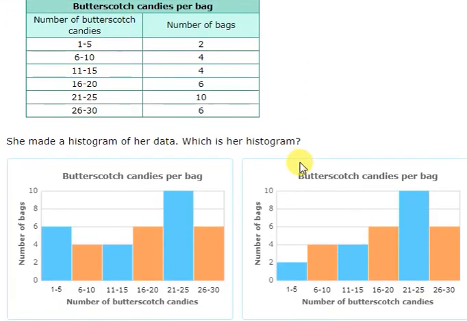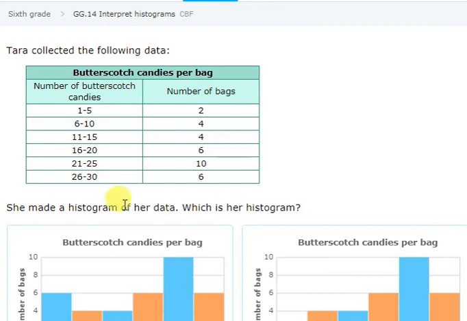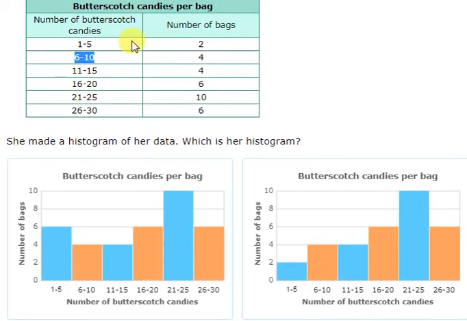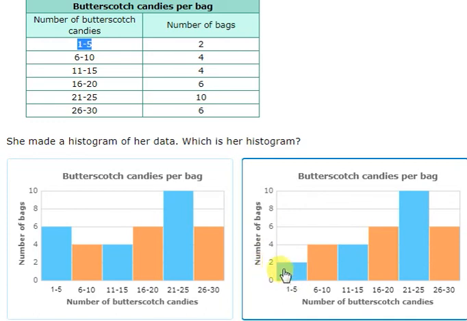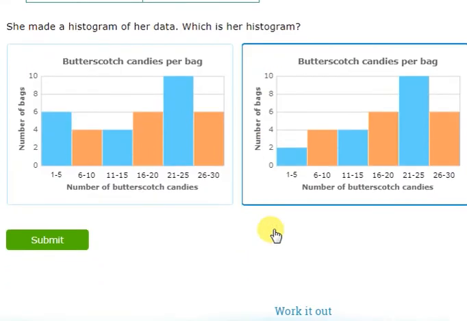Okay, in this graph we are again given data, but in different bins. So we have to compare and look for the right histogram. The first category is 1 to 5, and there should be 2 bags. In this histogram, 1 to 5 has 6 bags. That means this is not the right one. But in this graph, from 1 to 5 we have only 2. The height of the bar is 2. That means this is the right histogram.